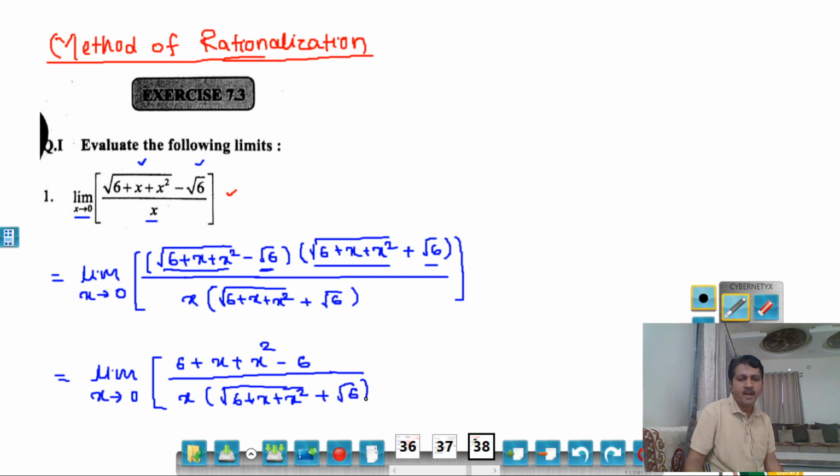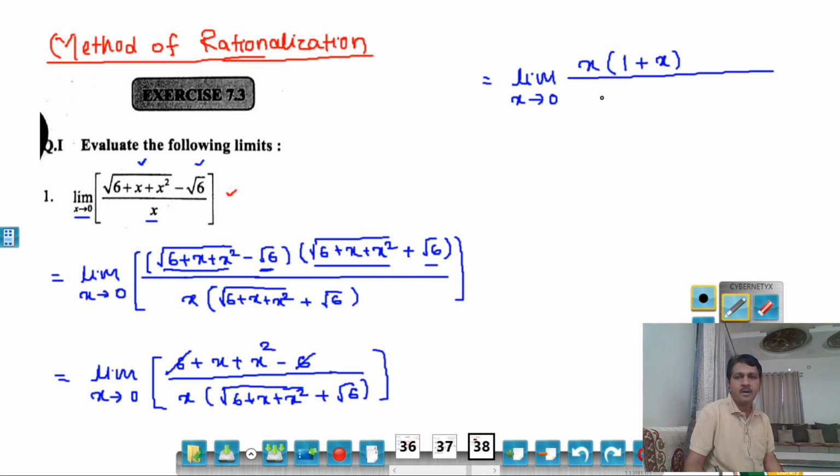Now simplify the numerator. In the numerator, this 6 minus 6 is 0. Okay, now this is equals to, in the numerator we can take x common. X is common, and inside the bracket remains 1 plus x. So we got this. Simple calculations. This divided by x into this term as it is, square root of 6 plus x square plus square root of 6 is there.